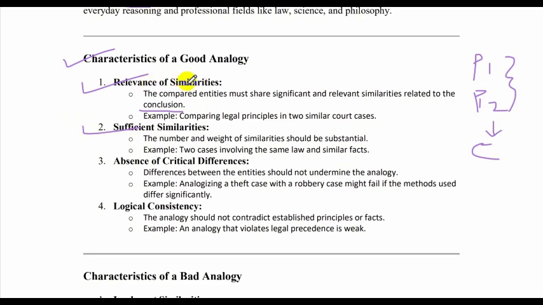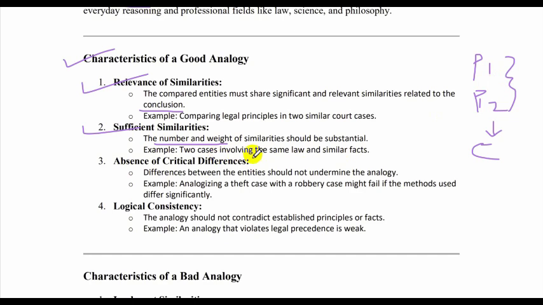One is that the premises should be relevant or similar in nature. Second is sufficient similarity. The number and the weight of similarities should be substantial, meaning we should have good enough evidence, good enough premises, or good enough number of propositions, not only in terms of quantity but also in terms of quality. How relevant, how good these premises or propositions are. So the number, the quantity, and the weight of similarity should be substantial.